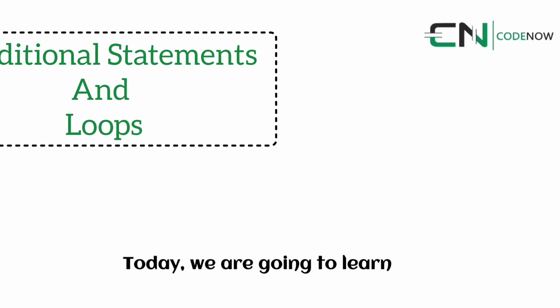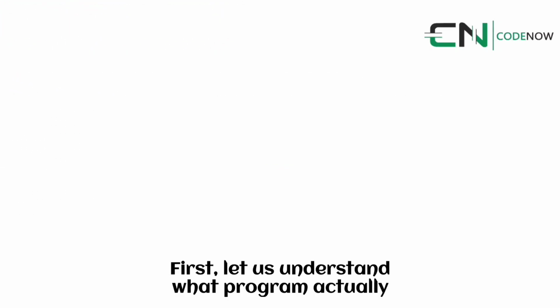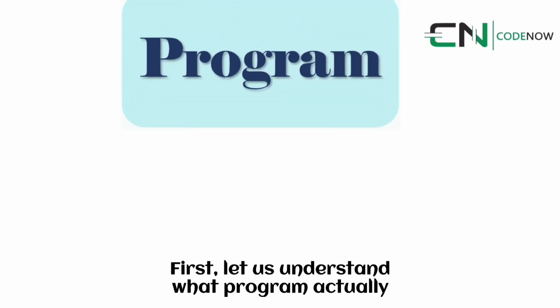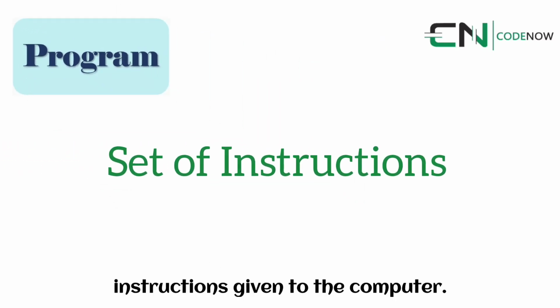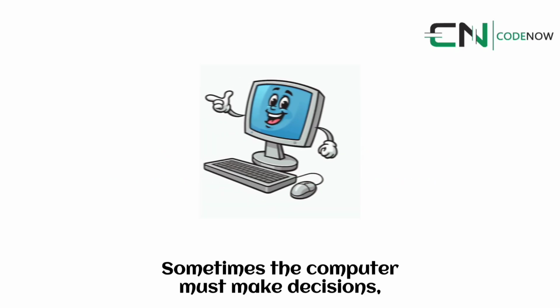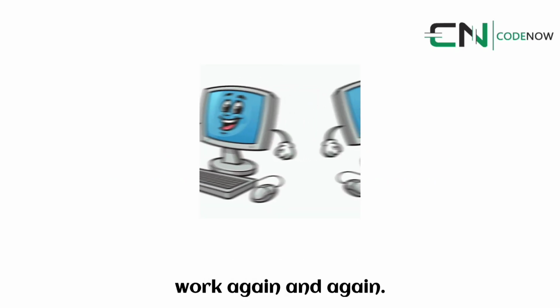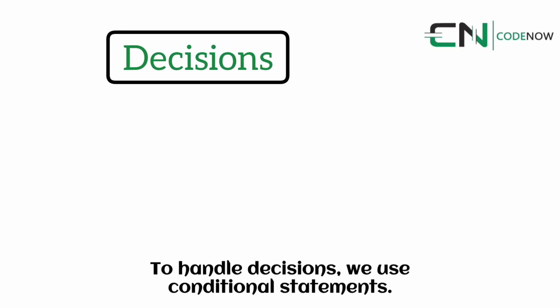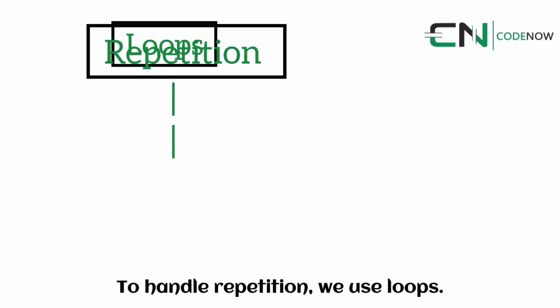Today we are going to learn conditional statements and loops from absolute basics. First, let us understand what a program actually does. A program is simply a set of instructions given to the computer. Sometimes the computer must make decisions, and sometimes it must repeat the same work again and again. To handle decisions, we use conditional statements. To handle repetition, we use loops.